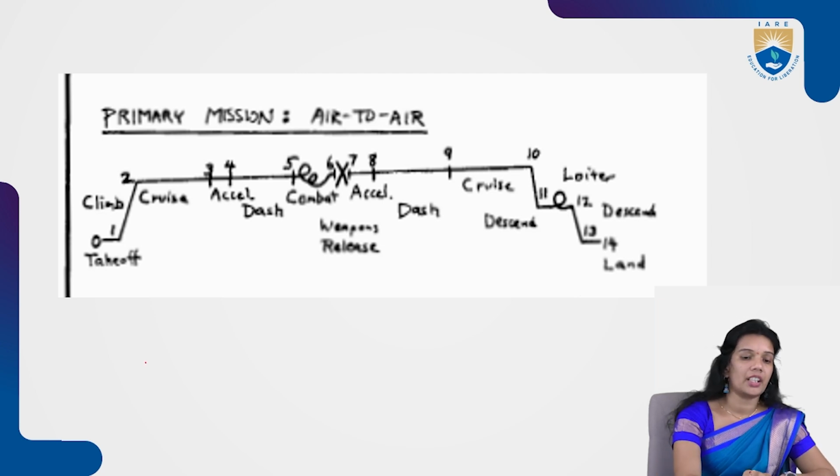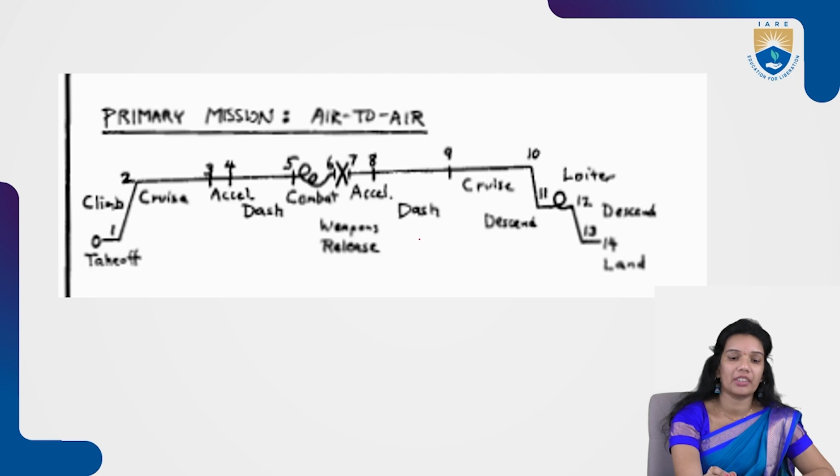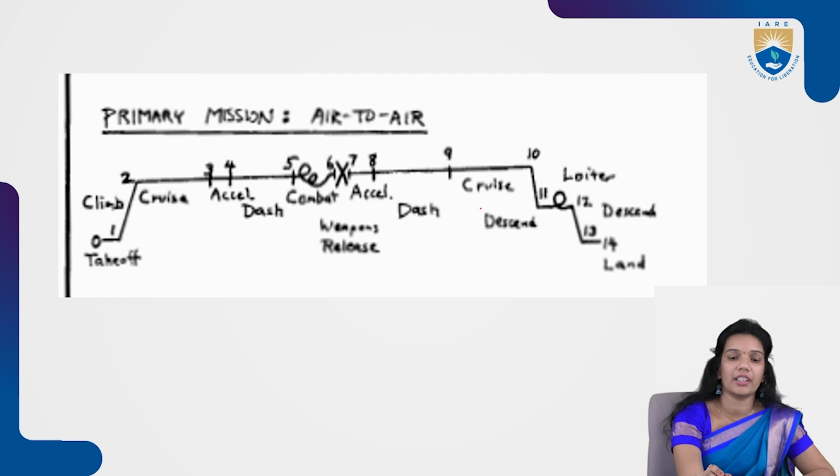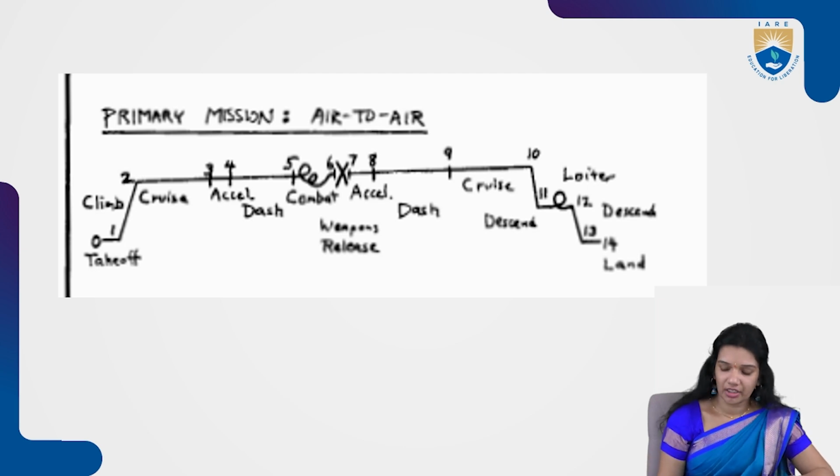The mission profile states: 0 to 1 takeoff, 1 to 2 climb, 2 to 3 cruise, then 3 to 4 we have an acceleration. Then we have a dash segment, 4 to 5, then 5 to 6 there is a combat. Then 6 to 7 you have a weapon drop, or a weapon release, we say. And 7 to 8 there is an acceleration again, then dash, then again a cruise segment. Whatever mission profile we have seen, the same mission profile is going to be followed here: dash segment, cruise segment, descent, loiter, descent, and land. So this is air to air. For this particular mission profile, we need to do the sizing.